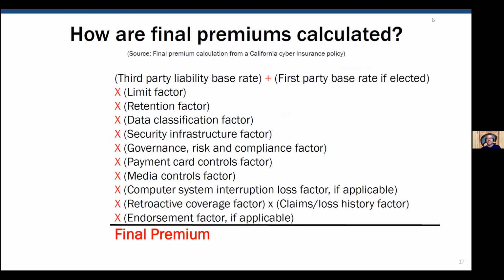And so at the end of the day, how are the premiums calculated? Well, the third party liability base rate, that's 16,500, times the limit factor, times retention, times data classification. And so this may represent one or more questions, each of these lines here. And at the end of the day, you come up with a final premium. That's really all there is to it.